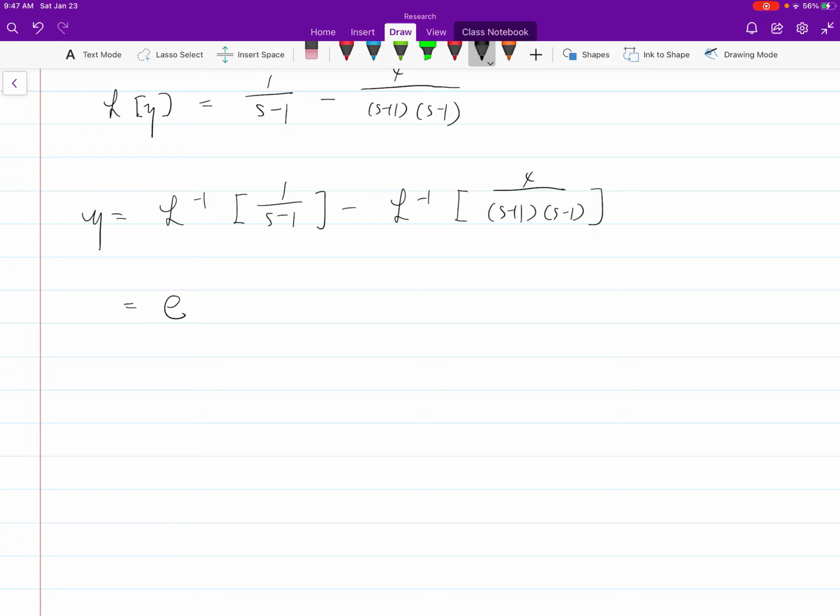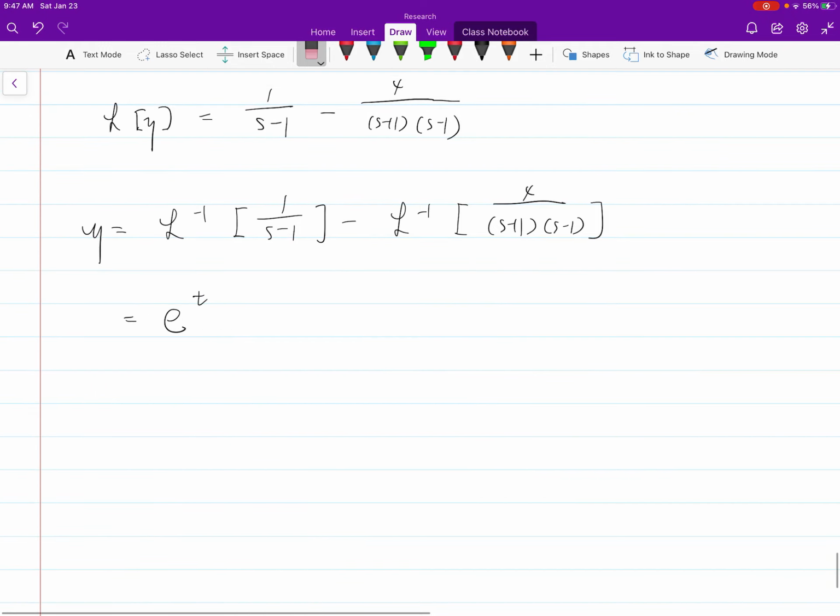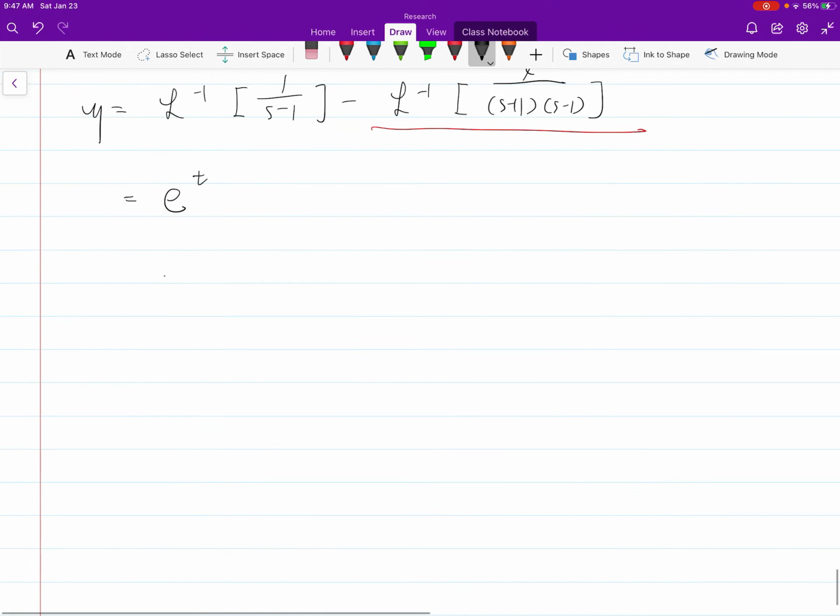All right, this is e to the t. Okay, because again, e to the at goes to 1 over s minus 1. This is the same as a equals 1. Okay, this is going to be trouble. 4 over (s minus 1)(s plus 1). Okay, how do we do the inverse Laplace transform?